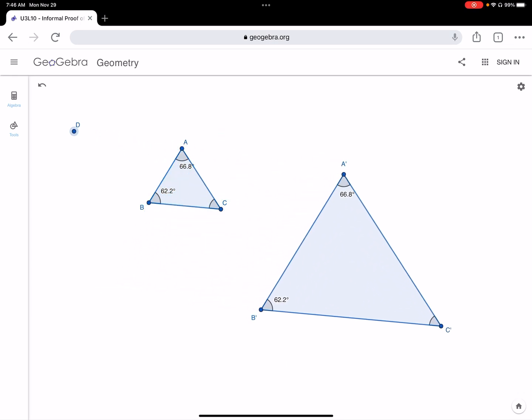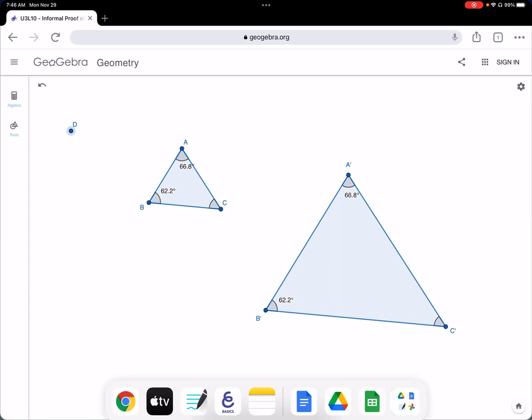So this is the proof that if you have just two pairs of angles congruent to each other, corresponding angles, that the triangles are actually similar. We don't need the third angle because we know that since the angles of a triangle add up to 180 degrees, if A is congruent to A prime and B is congruent to B prime, then C has to be congruent to C prime. So the third angle is not necessary.